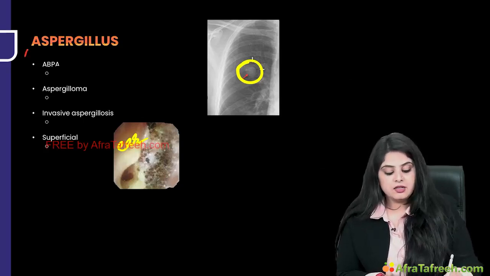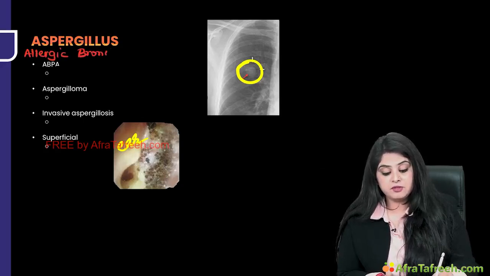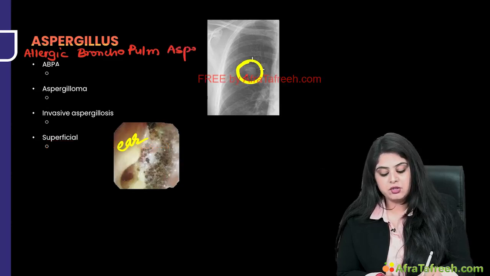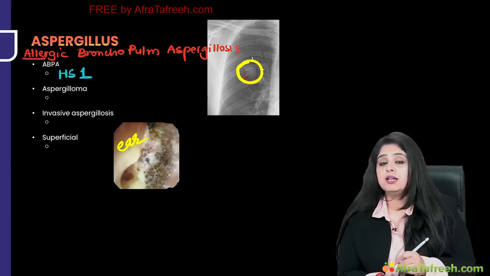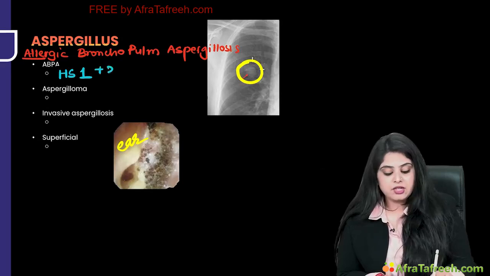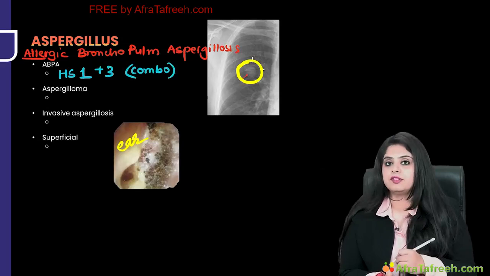Number one, allergic bronchopulmonary aspergillosis. What is this? Very famous previous year question. Allergic bronchopulmonary aspergillosis. Firstly, you will say that ma'am, allergy hai to hypersensitivity 1 hoga hi hoga, but also antigen antibody reaction occurs. So it is a combination of type 1 and type 3 hypersensitivity.